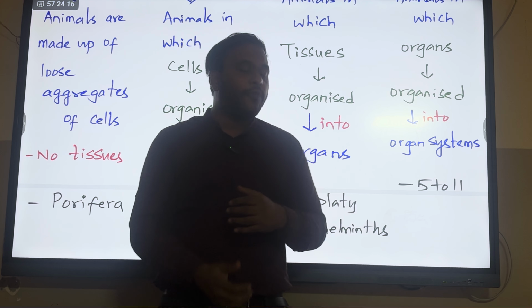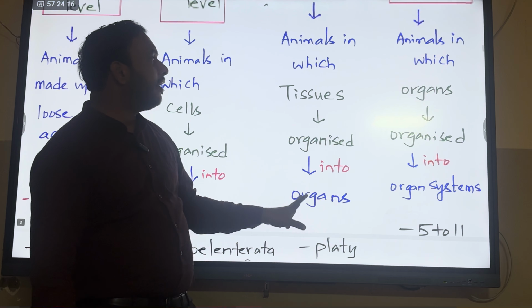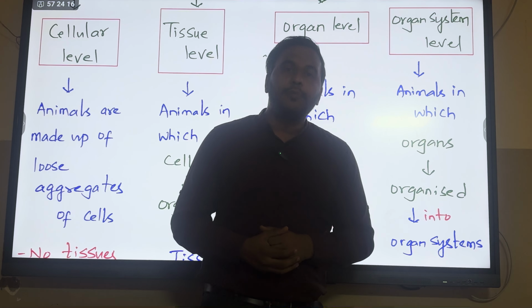They will be organized to form an organ. So Platyhelminths phylum, you can take an example. Next one, organ system level of organization.